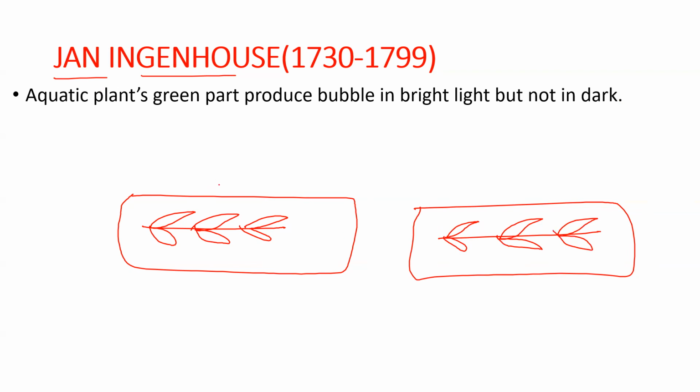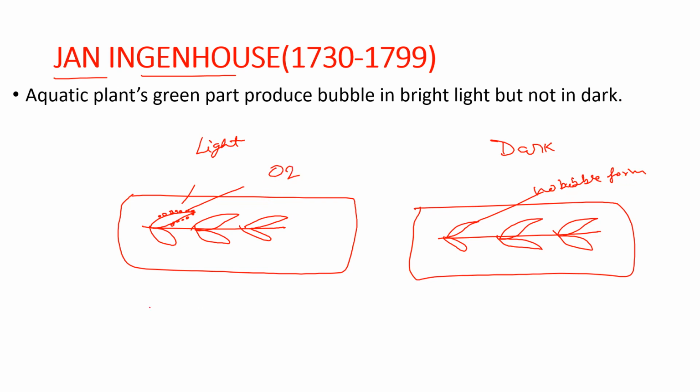An aquatic plant was kept in a container, and first he put the plant in light and then in dark. He found that the green part produced some bubbles; bubbles formed around the green part of the plant. But when he kept the plant in the dark, no bubbles formed around the green part. Later he discovered that these bubbles are oxygen bubbles.